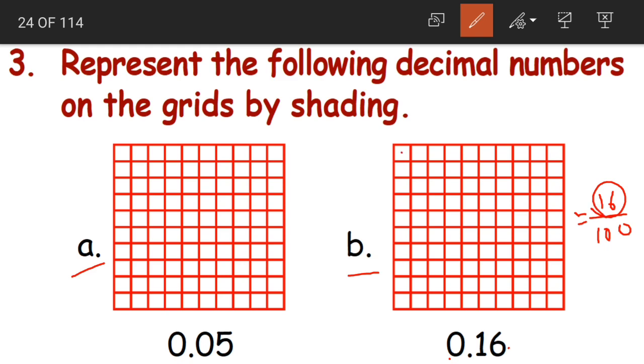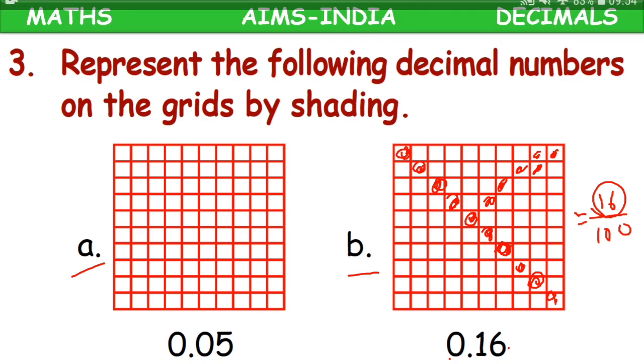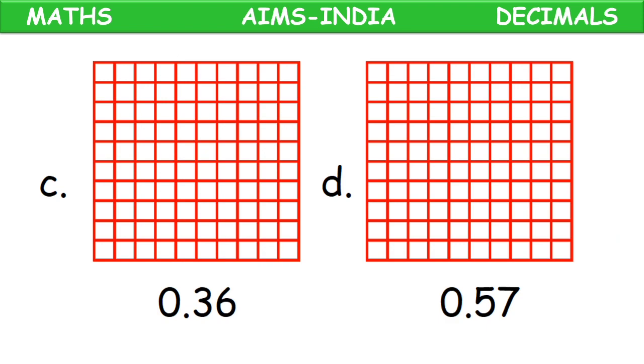Again here the numerator is 16, which means that we have to shade 16 squares. 1, 2, 3, 4, 5, 6, 7, 8, 9, 10, 11, 12, 13, 14, 15, 16. So from the given 100 squares we have shaded or colored 16 squares. It is now representing the fraction 16 by 100, which is nothing but our decimal number 0.16.